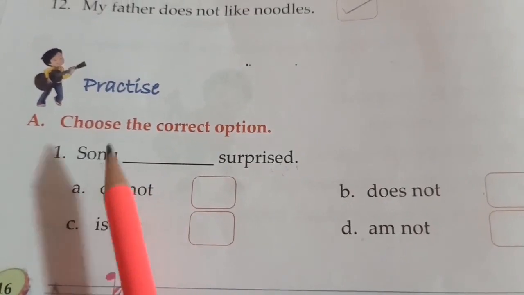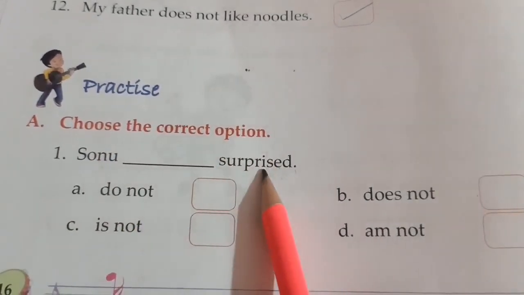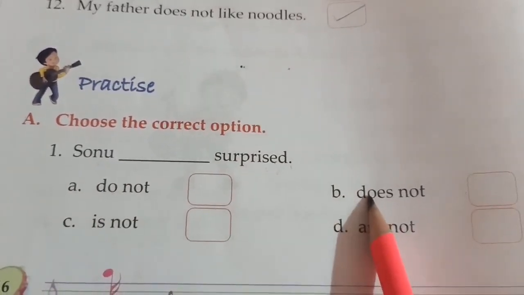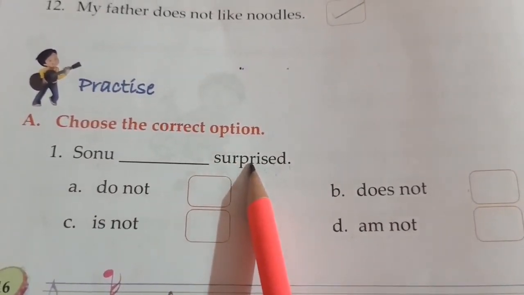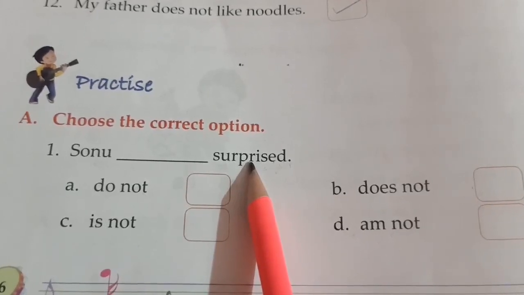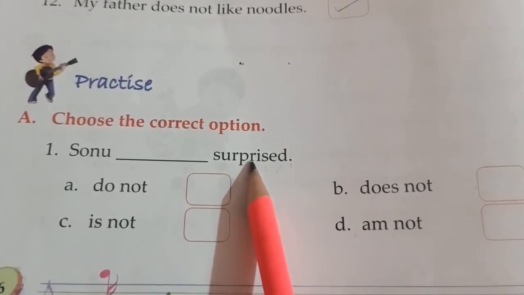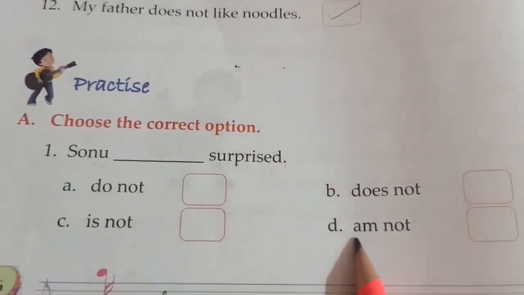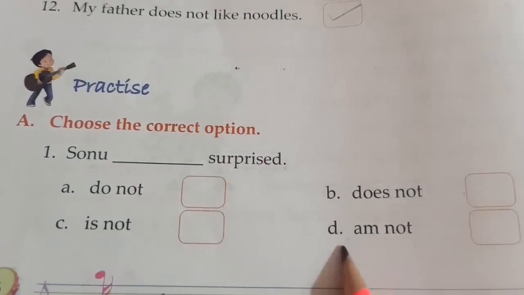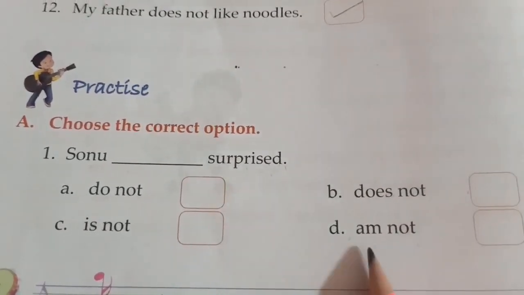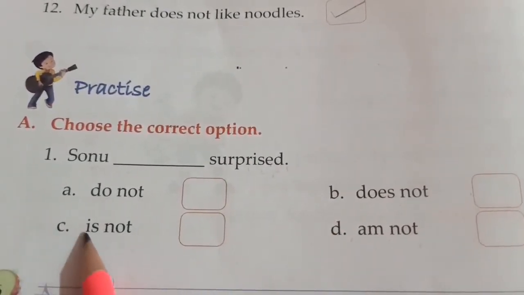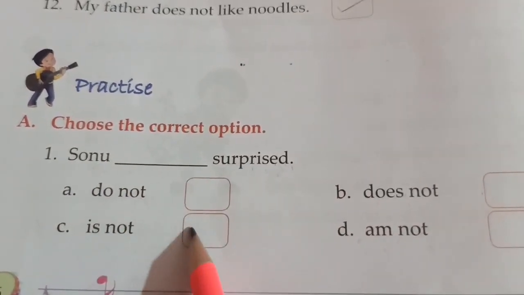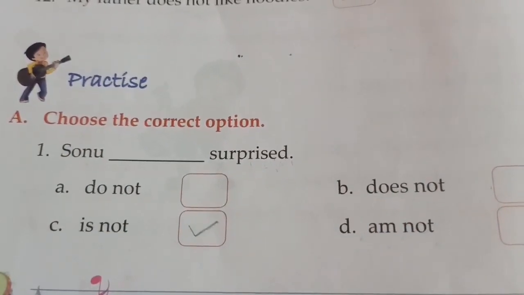Okay, Sonu dash surprised. Okay, so we cannot take do not and does not because surprised is not a base form of verb. Okay, original form of verb is not there, so we cannot take these 2 options. And am not also we cannot take because am we use with I. So we will take is not. Sonu is not surprised.